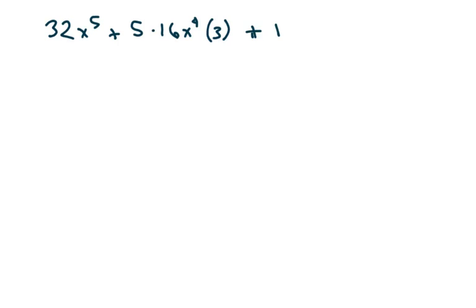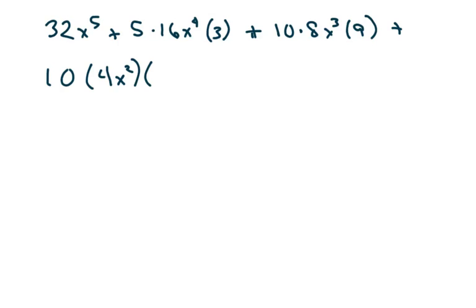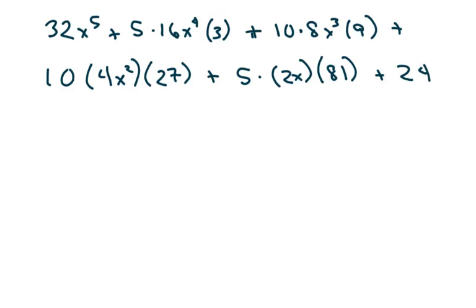Plus, we have my 10 times 8x cubed, and then we multiply that by 9. Then we have our other 10 times 4x squared, and this one's going to be 27. And then we have plus 5 times just 2x, and this is going to be 3 to the 4th, which is 81. And then my last term is going to be 3 to the 5th, which is just 243.